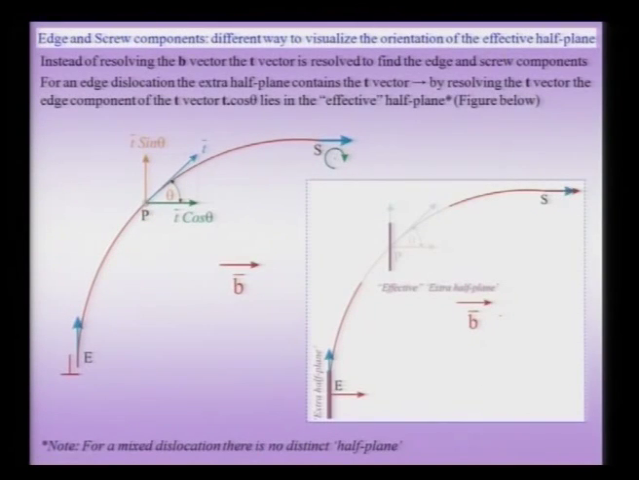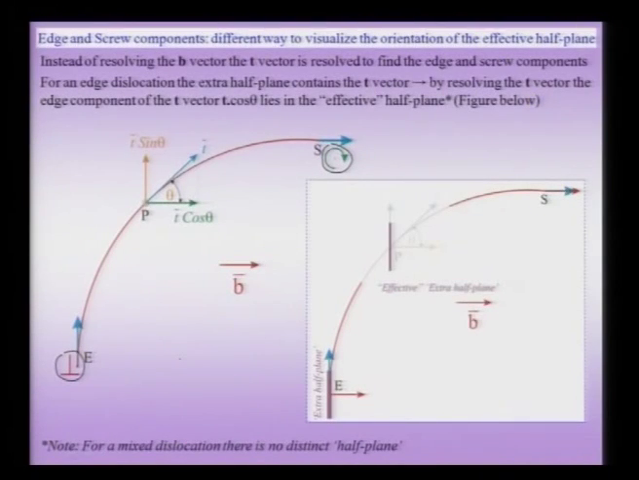Now I could do another trick. I have already drawn an effective extra half plane at the point E, which is a pure edge part, and I have also drawn the pure screw part, which is at S. How can I now understand where there is an effective half plane? It has an edge component, but it does not have an extra half plane the way it can usually be visualized for a pure edge dislocation. Can I still visualize an effective half plane, and how do I do that?